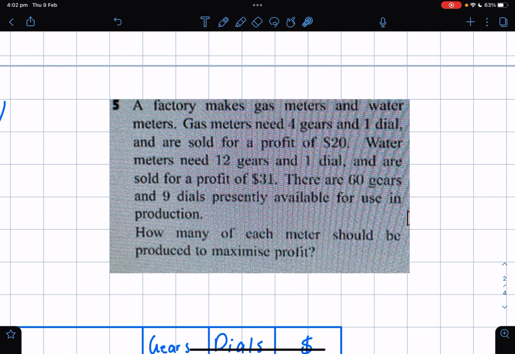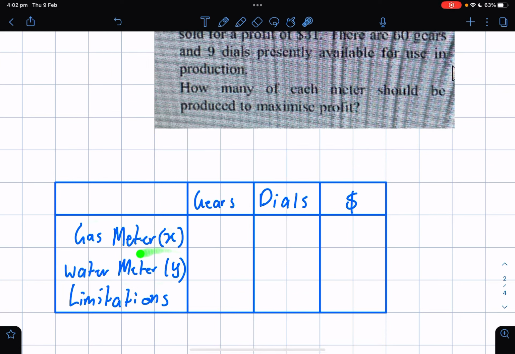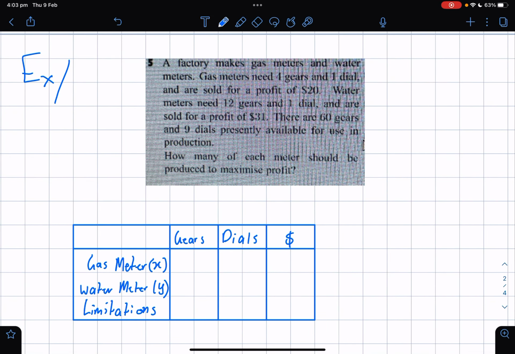So step 1 was looking at what variables are what. So I'm going to define gas meters to be X and water meters to be Y. So coming down here, I've got gas meters are X, water meters are Y. They're made from gears, dials, and we have our profit here and our limitations. All right, so we're going to go in and fill in this data. So a gas meter needs 4 gears and 1 dial, makes $20 profit. Water meters need 12 gears, 1 dial, and make $31 profit. Now we only have 60 gears available, and we only have 9 dials. So there's our table done.